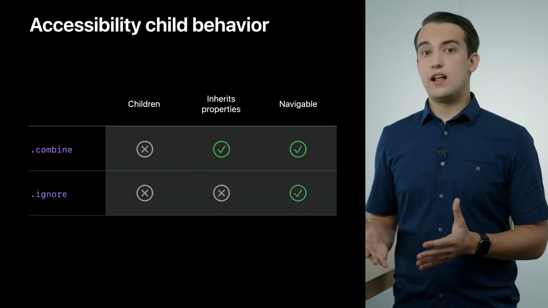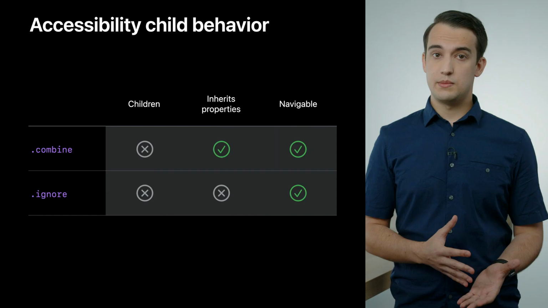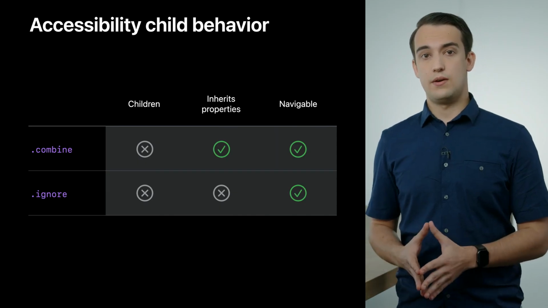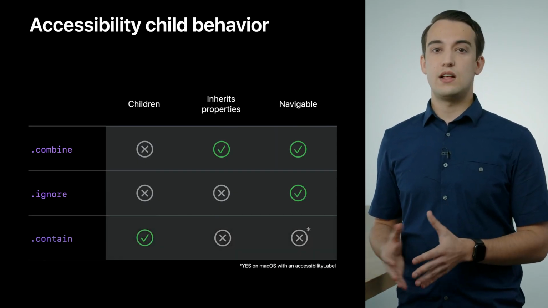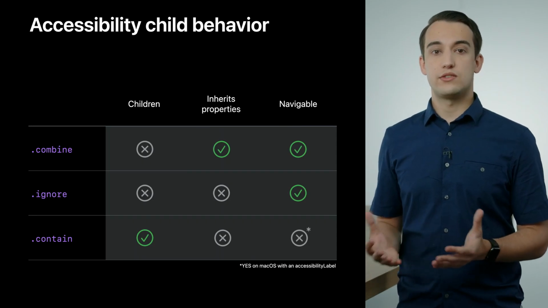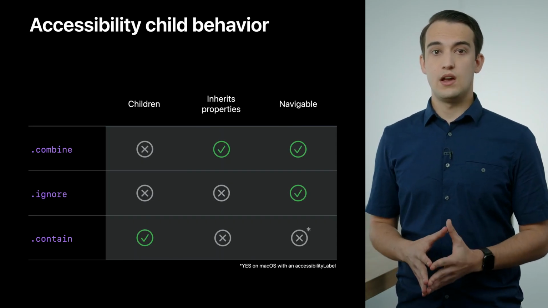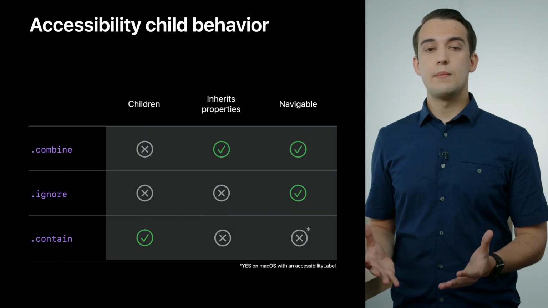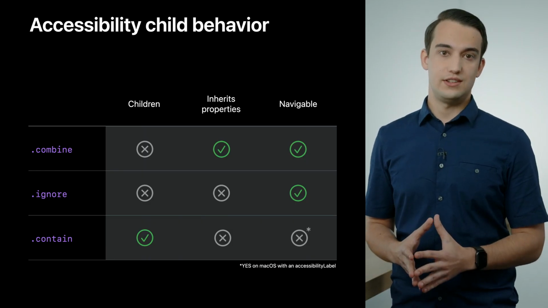For when you need a single element but do not want to inherit properties from the children, use the ignore behavior. And lastly, the contain child behavior wraps the children in an accessibility container and should be used to express groups of views that are related. This not only improves the default sort order, but has other advantages to assistive technologies.